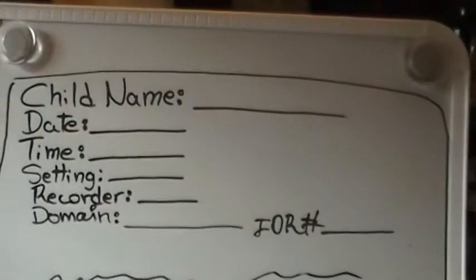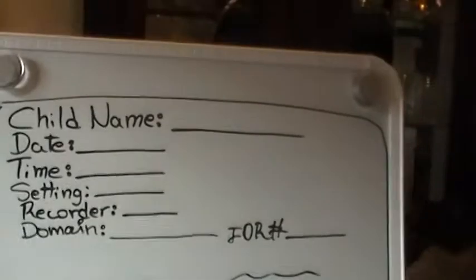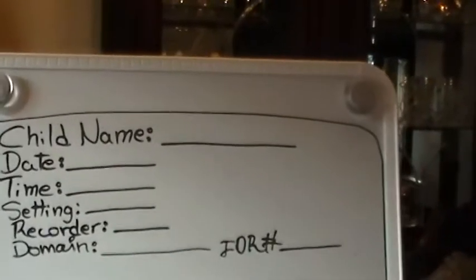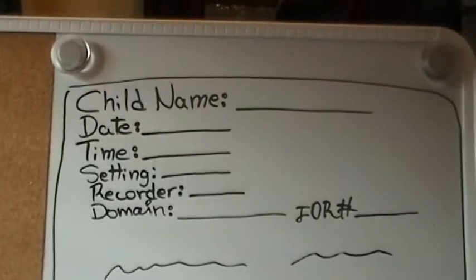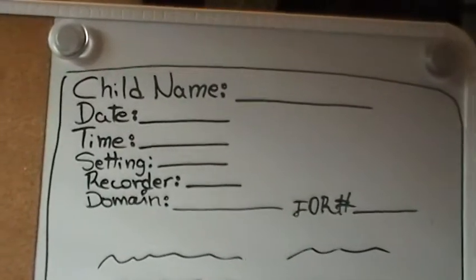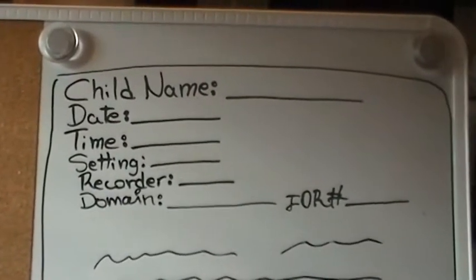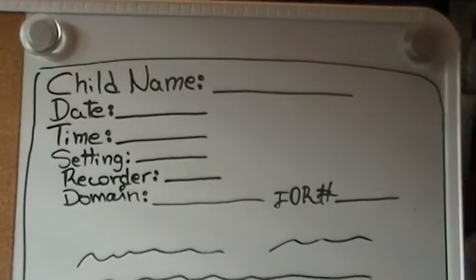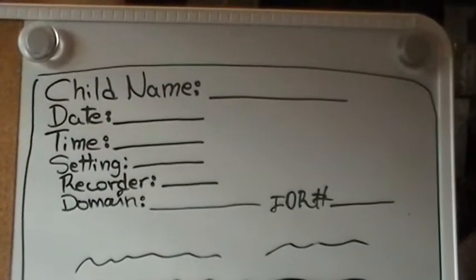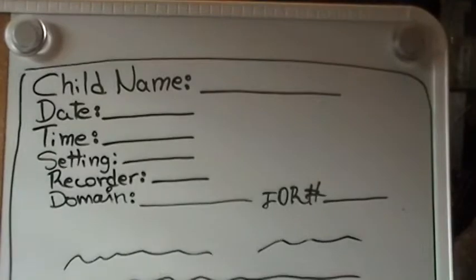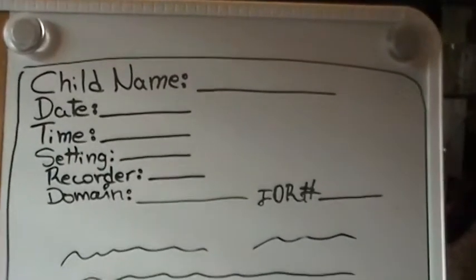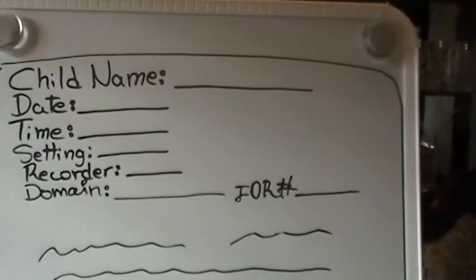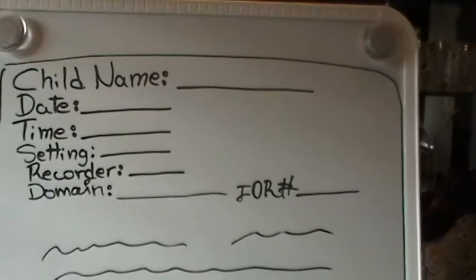What are the things that you need to do when you write this observation? You need to make sure that you write the child's name, the date, the time, the setting, which is large group time, small group time, lunch time, or it can be the block area, housekeeping area, playground area, something like that. The recorder, your initials, and the domain need to be described on your observation.